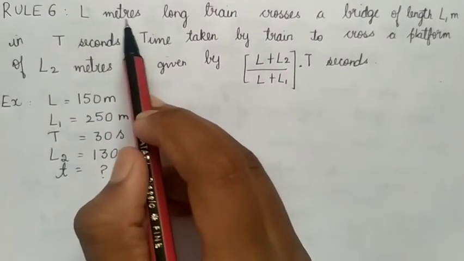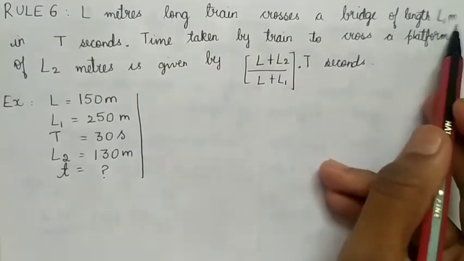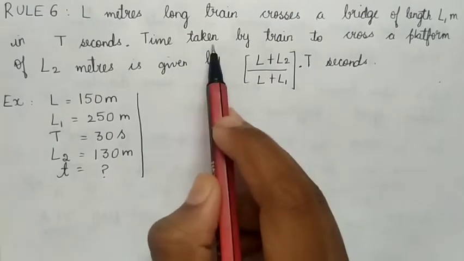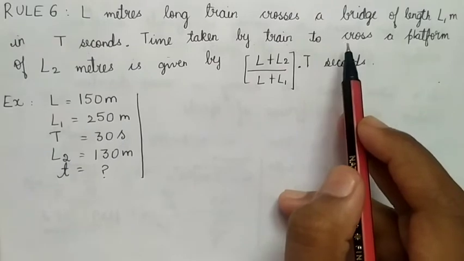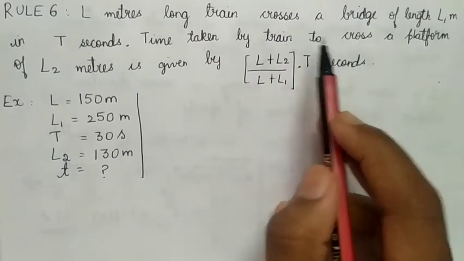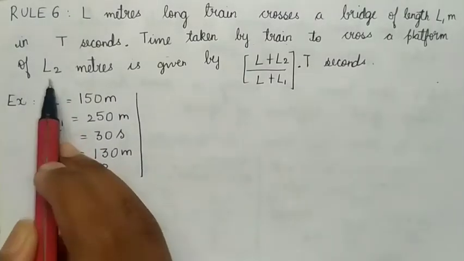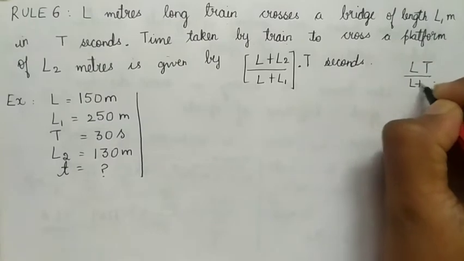Rule 6: we consider a train L meters long. It crosses a bridge of length L1 meters in t seconds. Previously we saw how to find the time taken by the train to cross a man, who doesn't have a length, but here we see the time taken by the train to cross a platform of L2 meters. Previously, when the man was standing, we just found it by this formula.